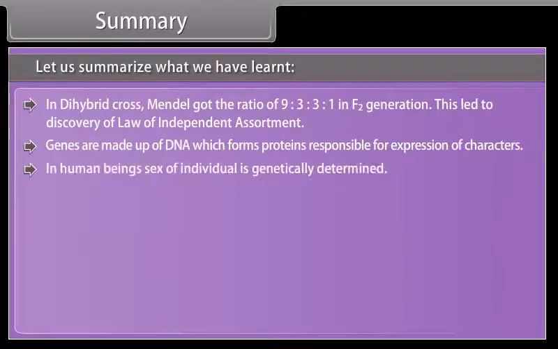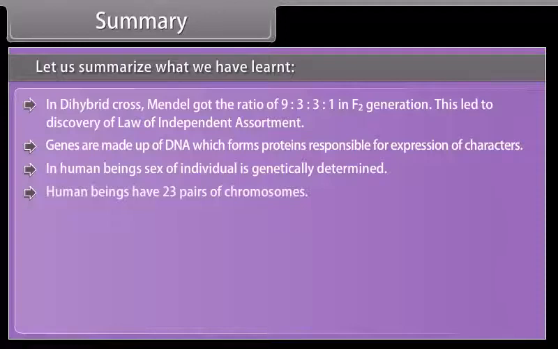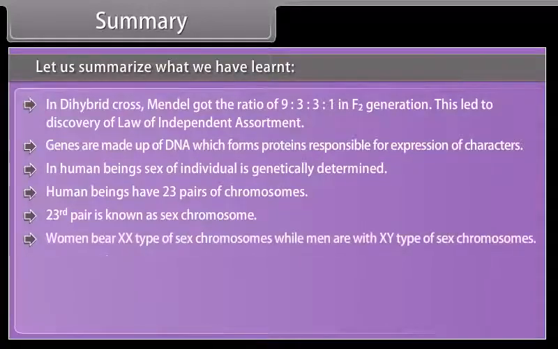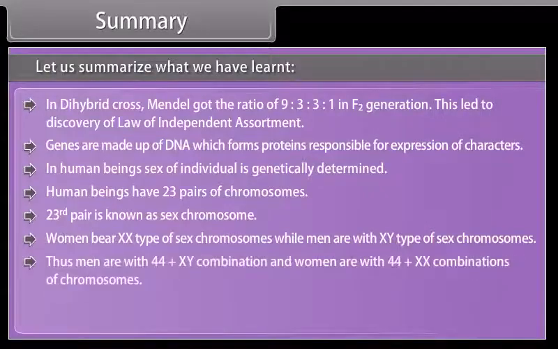In human beings, the sex of an individual is genetically determined. Human beings have 23 pairs of chromosomes. The 23rd pair is known as the sex chromosome. Women bear XX type of sex chromosomes, while men are with XY type of sex chromosomes. Thus, men are with 44 plus XY combination and women are with 44 plus XX combination of chromosomes.